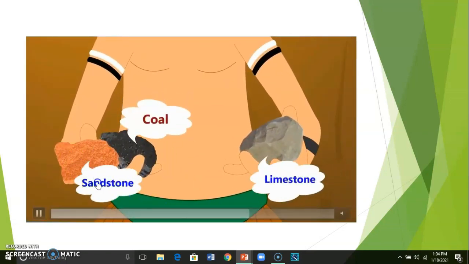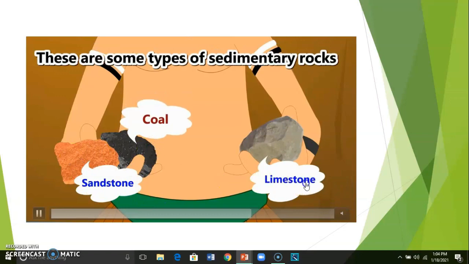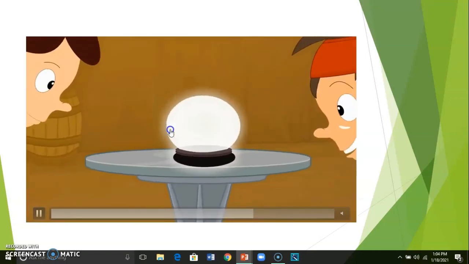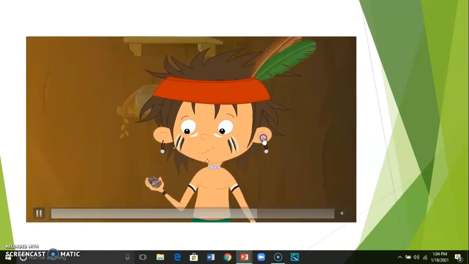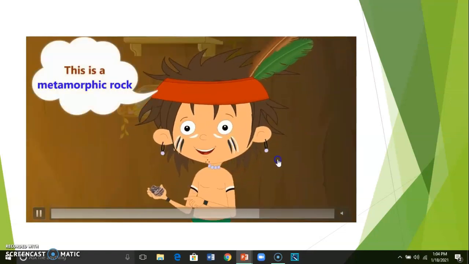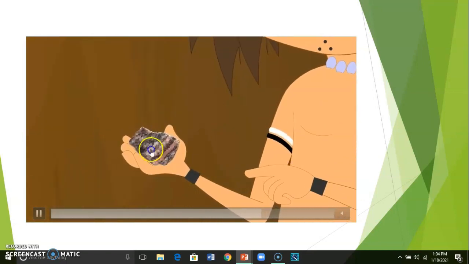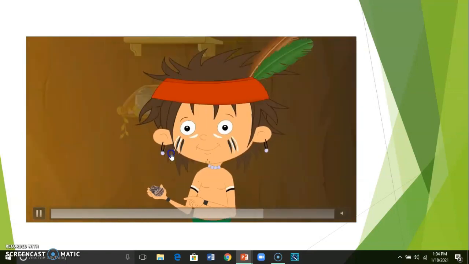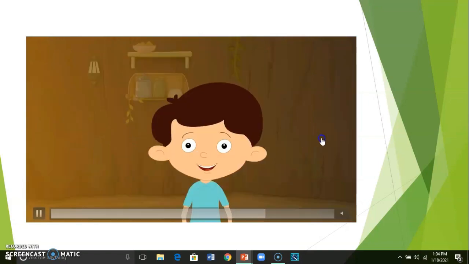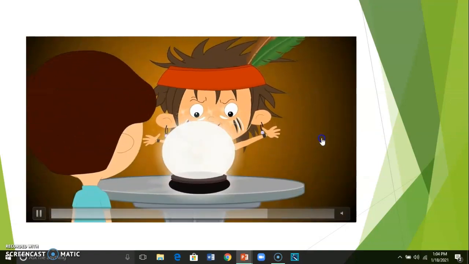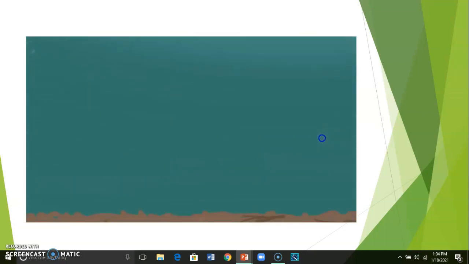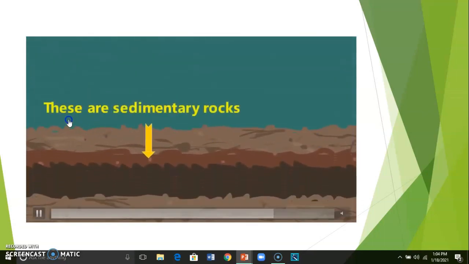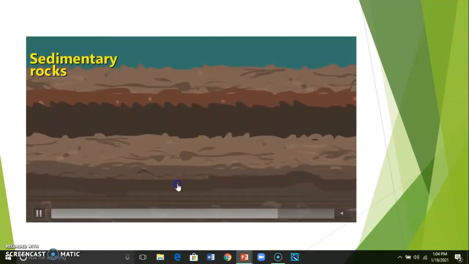This is an example, sandstone, limestone. Okay, metamorphic rock. These are sedimentary rocks. You can see sedimentary rocks here.